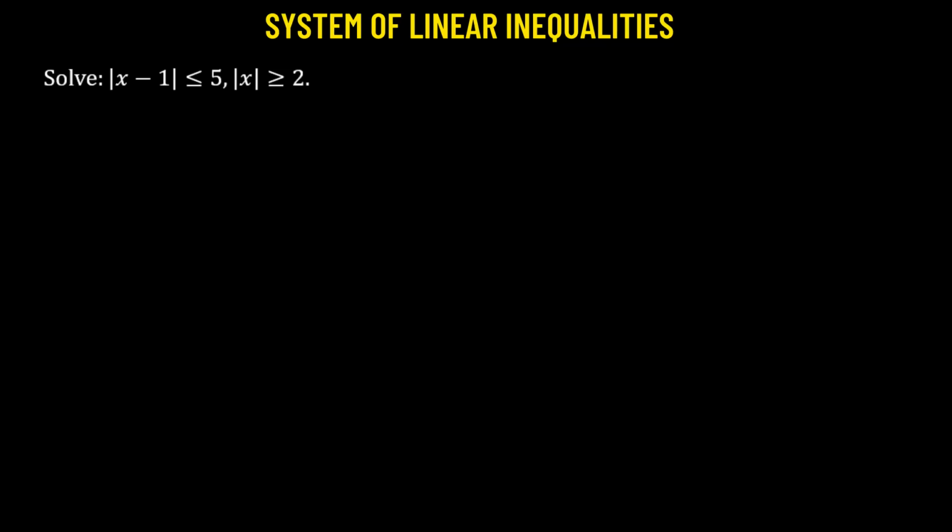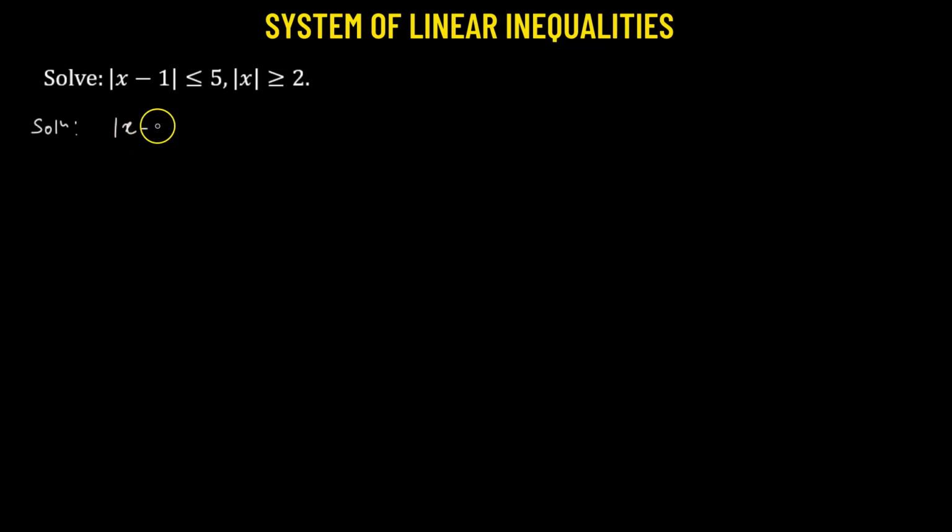Let's solve the following system of linear inequalities. So here we are given two inequalities. The first one being absolute value of x minus 1 is less than or equal to 5. And the second inequality is that absolute value of x is greater than or equal to 2. We'll begin with the first one.